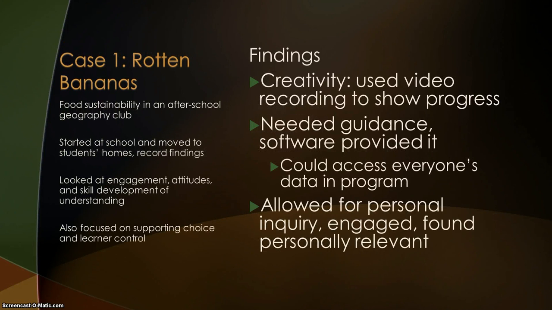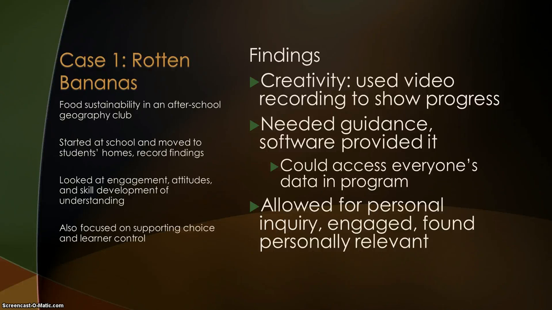So case one is rotten bananas, which is not specifically the name of the case. It's just that they looked at these students who did these after-school programs in, I think it was the middle school range. And what they would do is that these students would look at food sustainability. And one group specifically looked at how bananas looked, so like how organic or what have you. They looked at a bunch of different bananas, and they would record their findings on this. And they looked at the engagement, attitudes, and skill developments and understanding when they were using these. And they also focused on supporting the choice and the learner control.